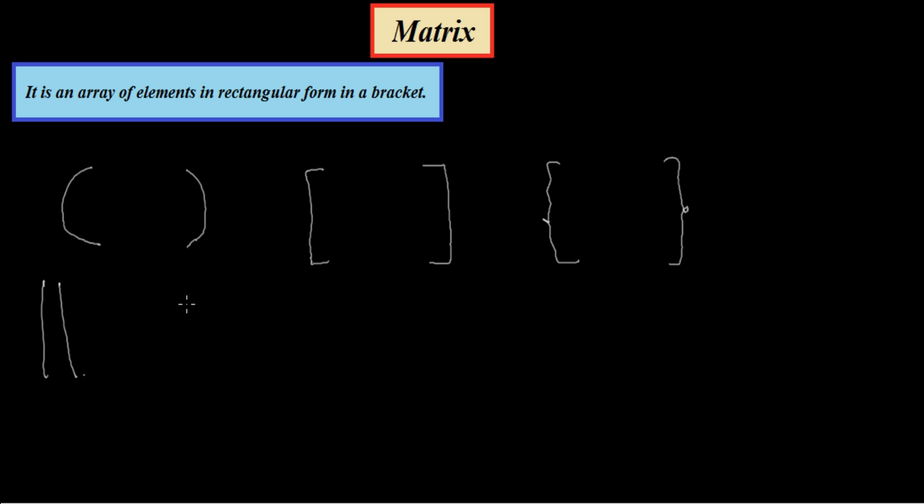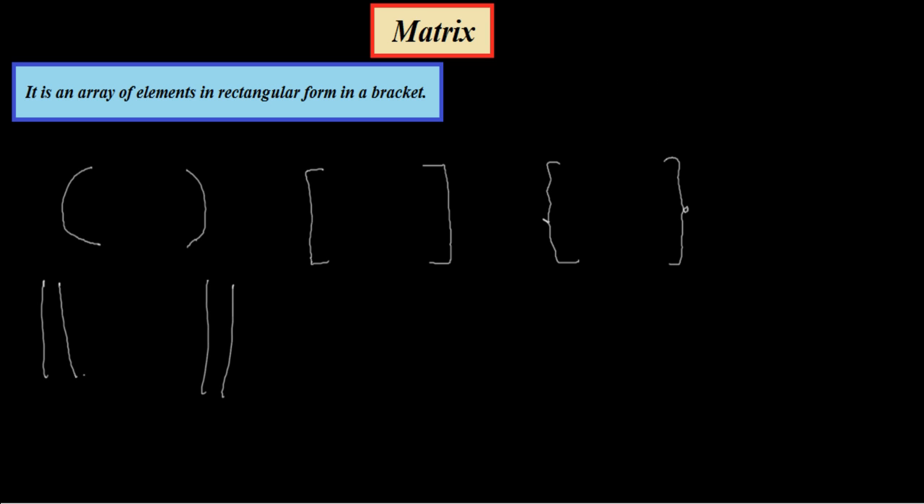We could put any sort of bracket, and put the elements in a rectangular form. We can take a bracket like this, this large bracket, this medium bracket, or we can use two vertical lines here and two vertical lines here. We could put the elements between two vertical lines. This would be the matrix. So the matrix we could represent in this way.